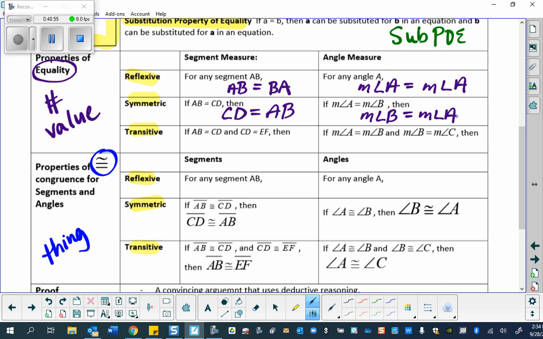My transitive property sees the distance from C to D is the common link here. So if the distance from A to B is the same as C to D, and the distance from C to D is the same as E to F, then the distance from A to B is the same as the distance from E to F. That transitive property can also help me link my measures of angle A and angle C because they were both equal to B.